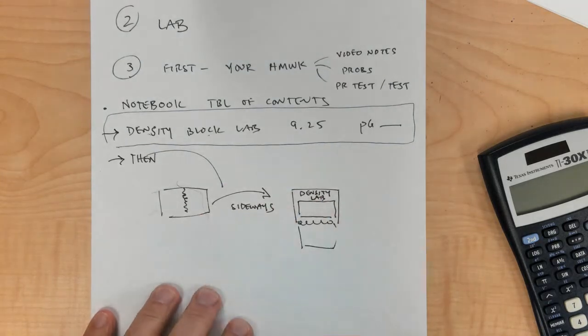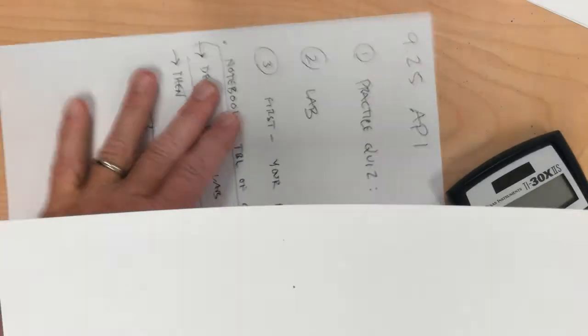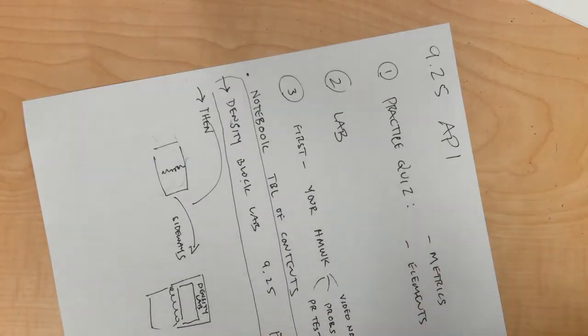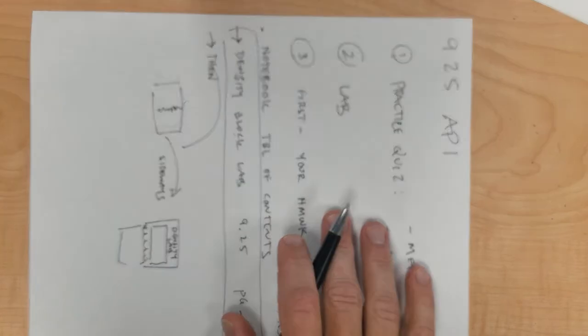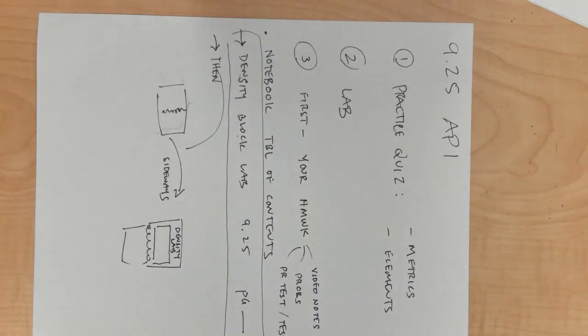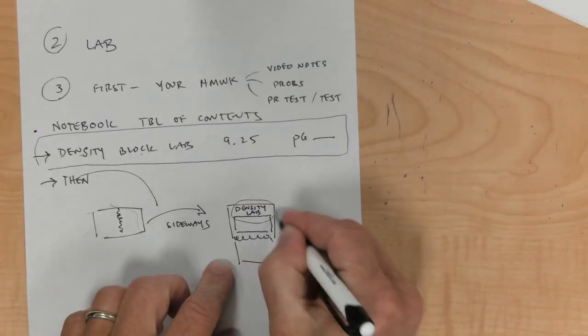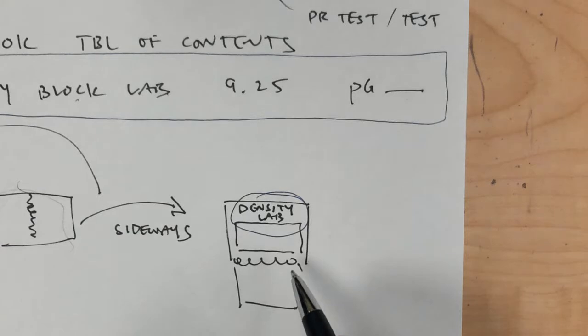This is a pretend notebook right here. Take that notebook and turn it sideways, like this, because the data table that we're going to make is sideways like this. And then at the top of the page, write those words, density lab, at the top of the notebook page.